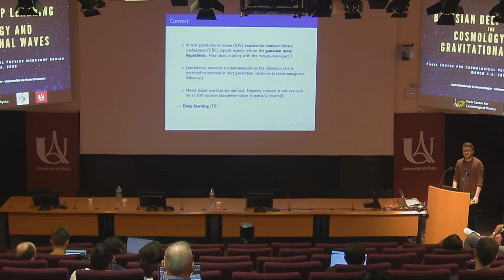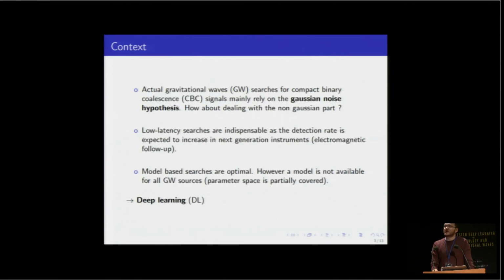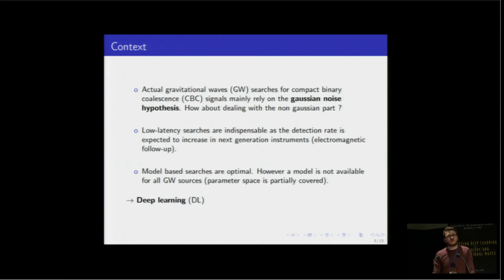I'm going to go through a bit of context again, sorry. Actual gravitational wave models, such as the models for compact binaries, are relying on a Gaussian noise hypothesis. But we do know that there is non-Gaussianity lying in the detector data. It's important to deal with it. Again, low latency searches are also very important as we expect more and more detections in the future. The instruments gain in sensitivity so that we can share the alerts among astronomers.